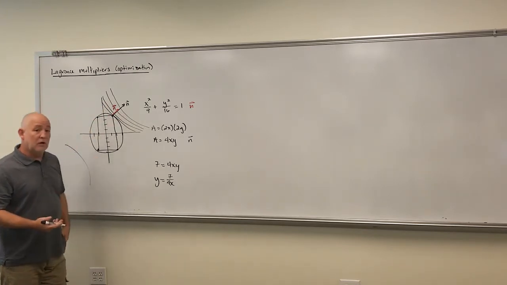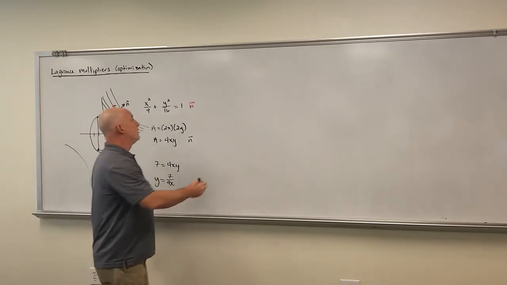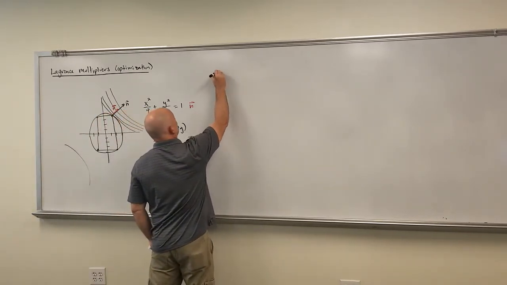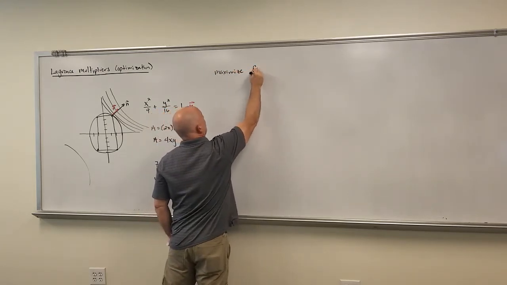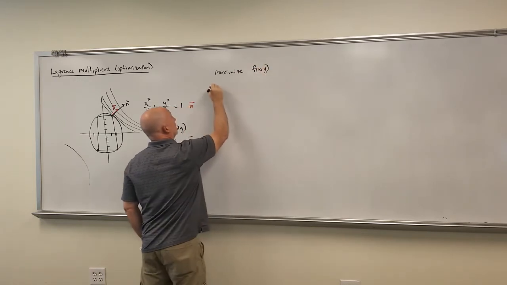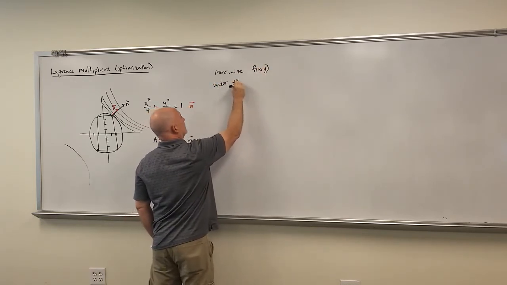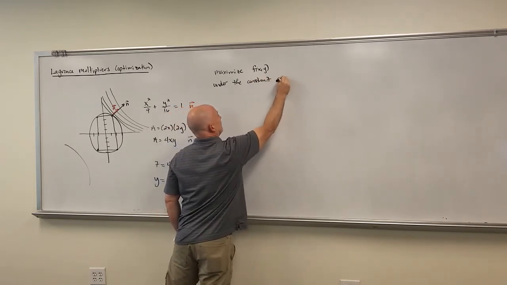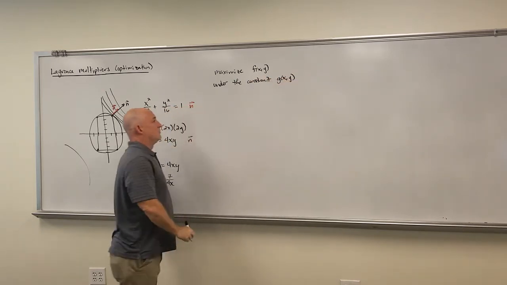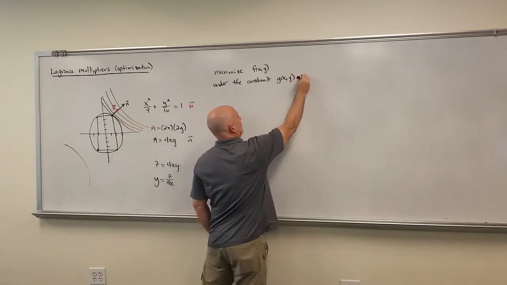So here's what Lagrange had to say about it. If you want to maximize f of x and y under the constraint, let's say, g of x and y, of course that would just be equal to a constant, right?